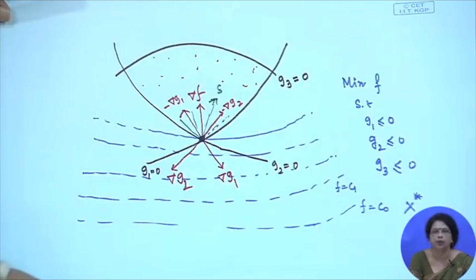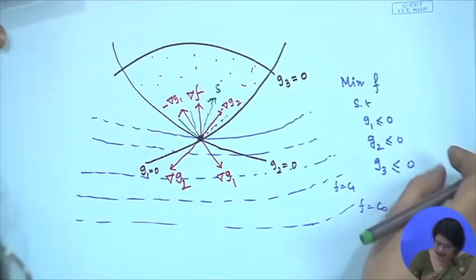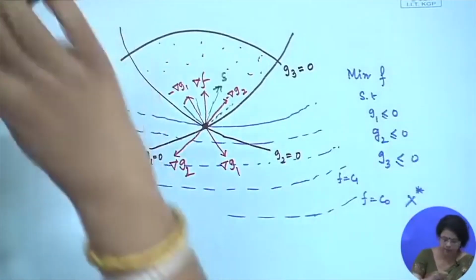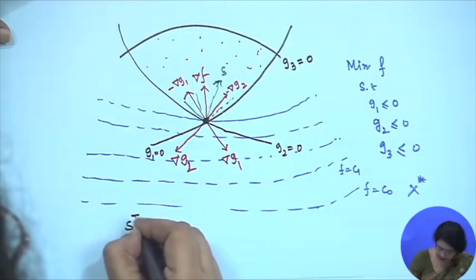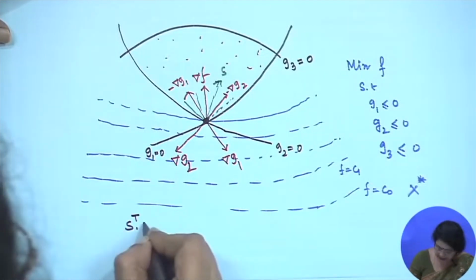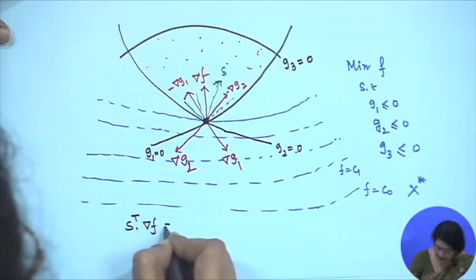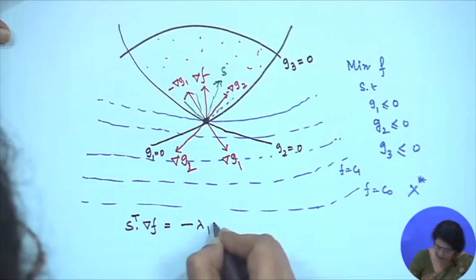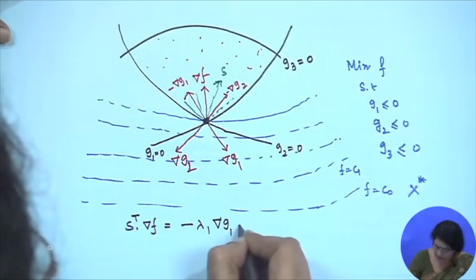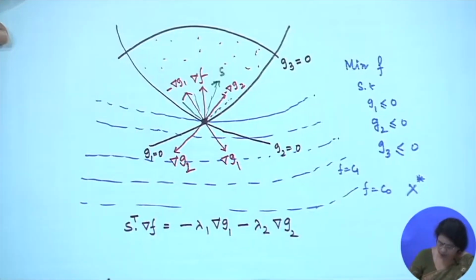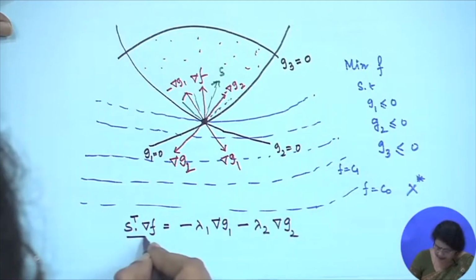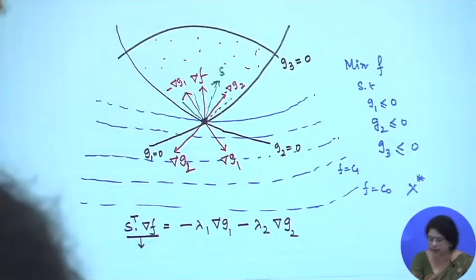Now, in the last class I showed you that if we consider the feasible direction S, then grad f is equal to minus lambda 1 grad G1 minus lambda 2 grad G2. Now, what else we said, that this S transpose grad f must be positive. Why is this positive?